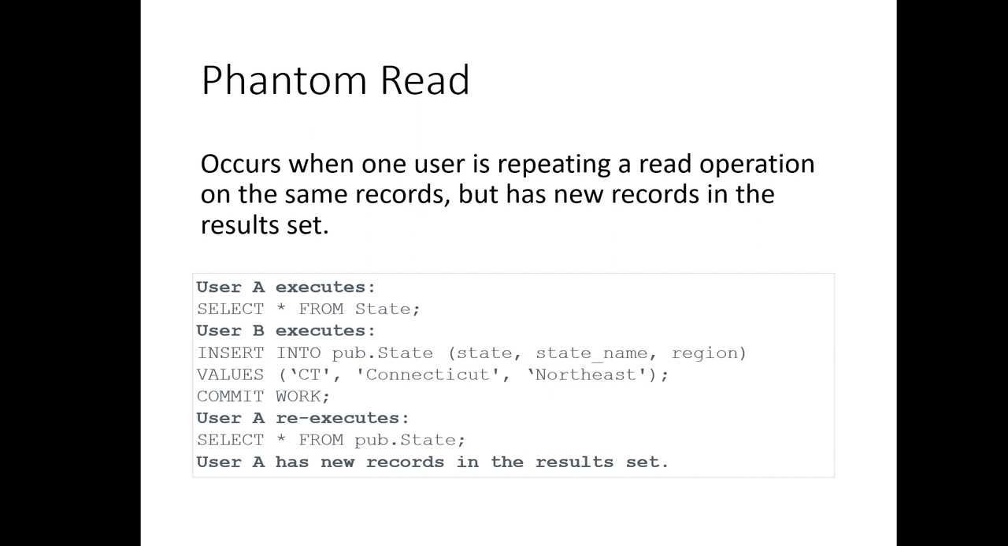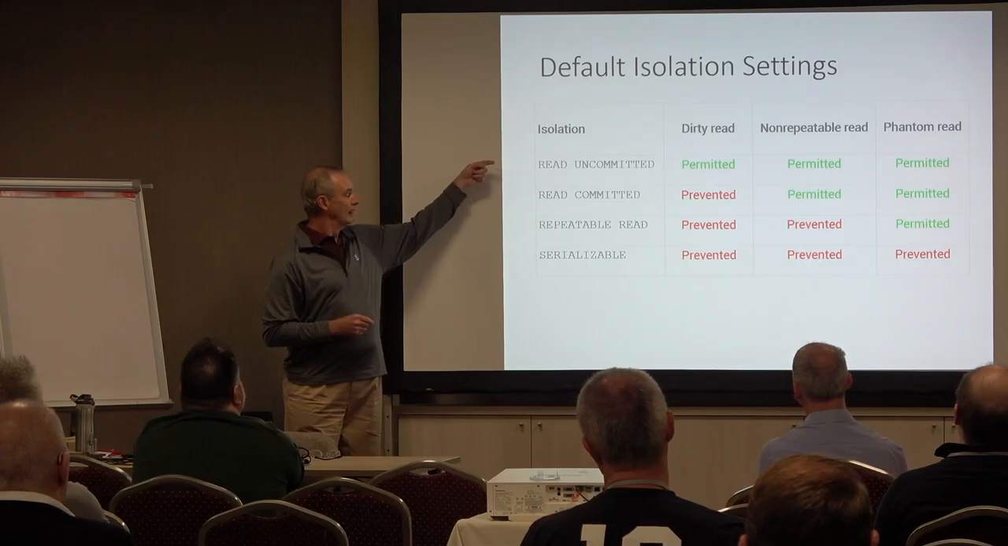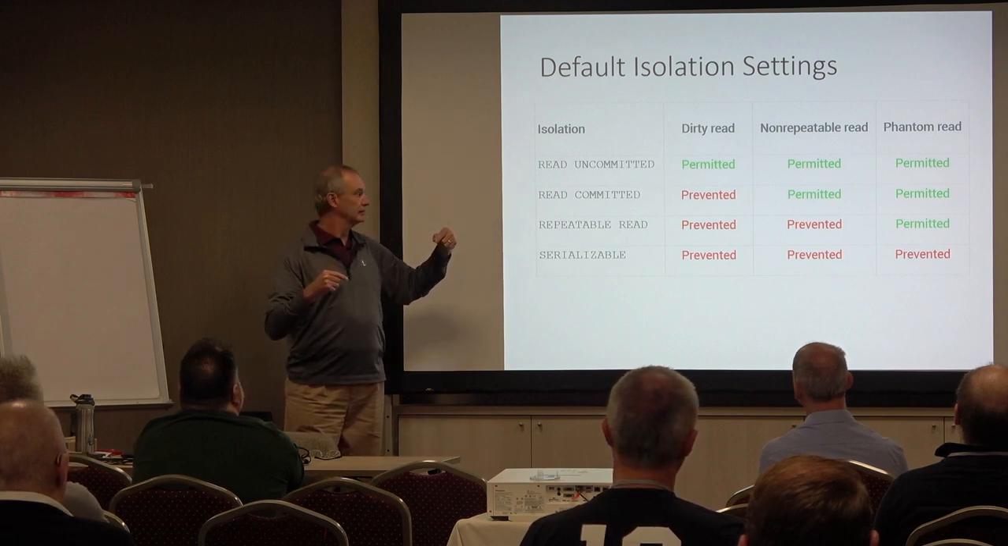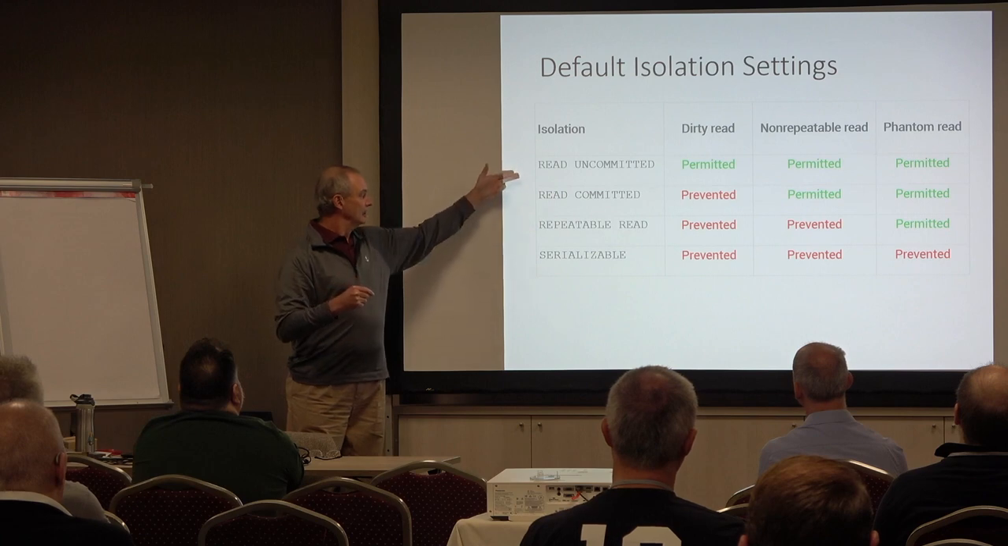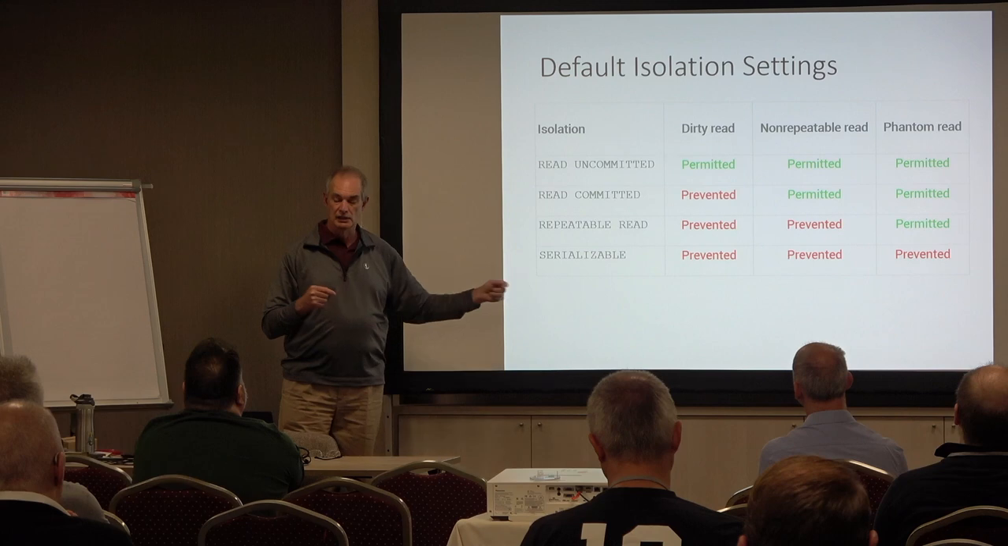Okay, in most applications that we've seen, people are reading at a read uncommitted level. These are the four isolation levels that were in the dropdown for the DSN definition. And then as you come down, it gets more and more restrictive in terms of what you'll do.